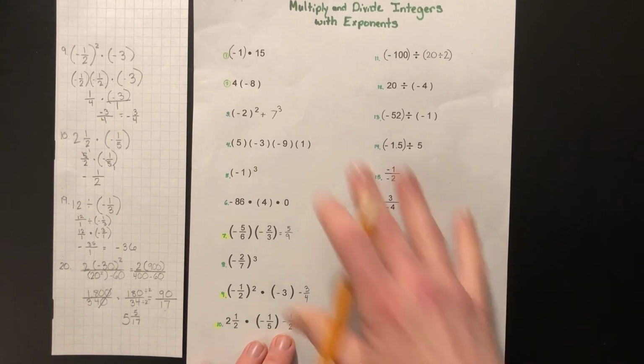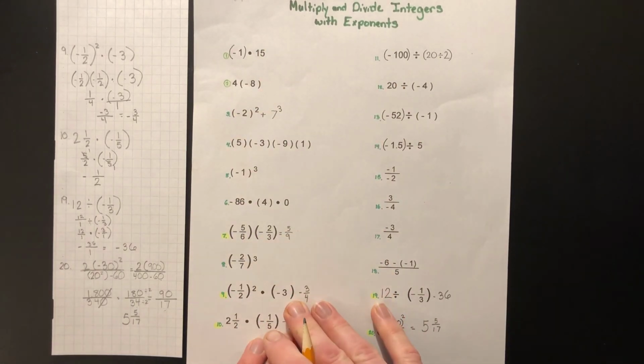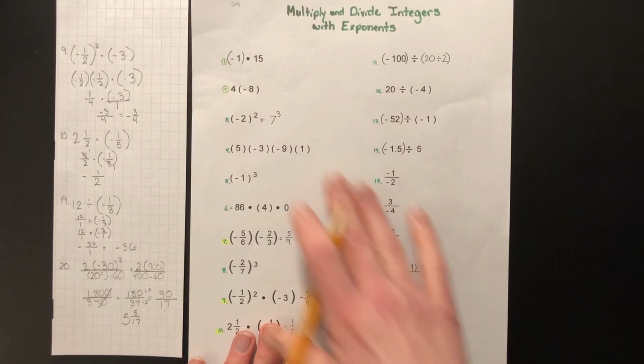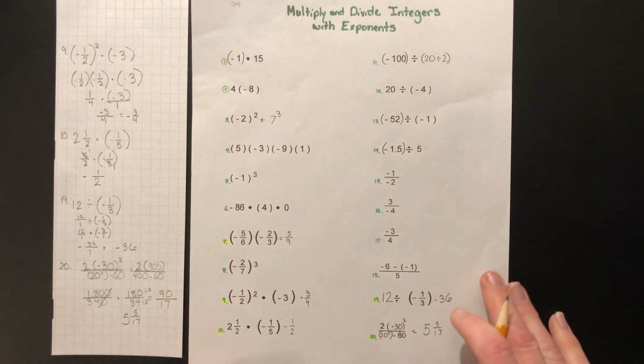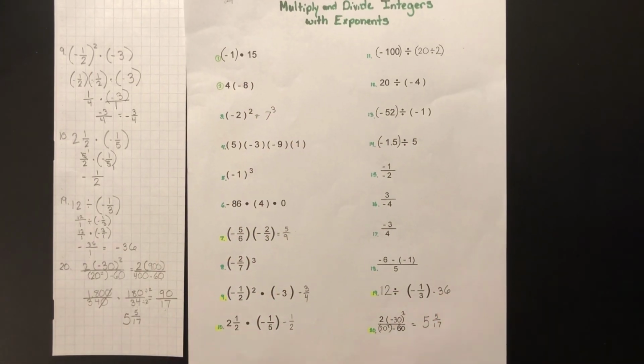Remember, notice in here that all of these are fractions. The integers, either you've got whole numbers or fractions, you don't have decimals. So anytime that you have to divide it out, I would suggest putting it in fraction form.